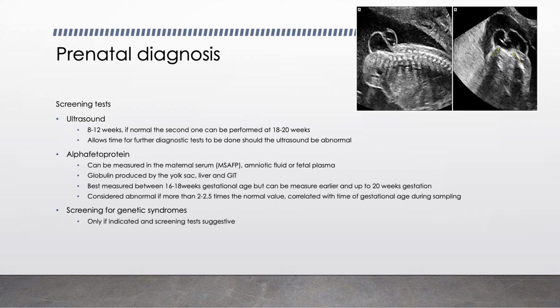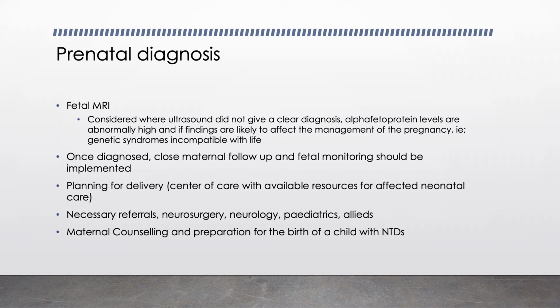We can also screen for genetic syndromes, but this is only indicated if the screening tests are positive. So if the ultrasound and alpha fetoprotein are suggestive, then we can also screen for genetic syndromes. Fetal MRI can also be performed, but this is usually done if the ultrasound did not give a clear diagnosis and alpha fetoprotein levels are abnormally high, and if the findings are likely to affect the management of the pregnancy, for example, in genetic syndromes that are incompatible with life.